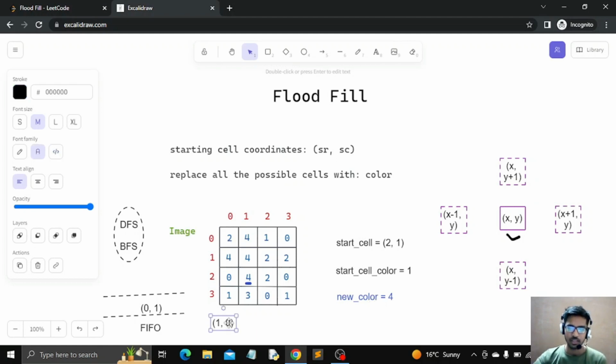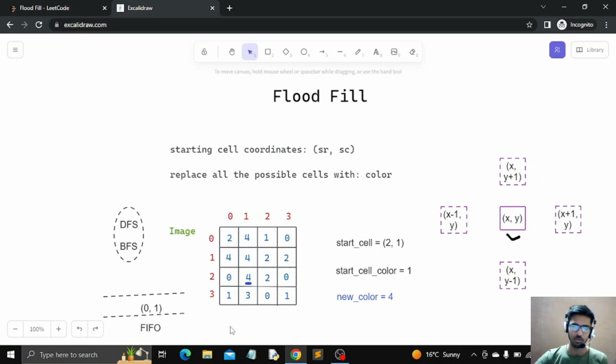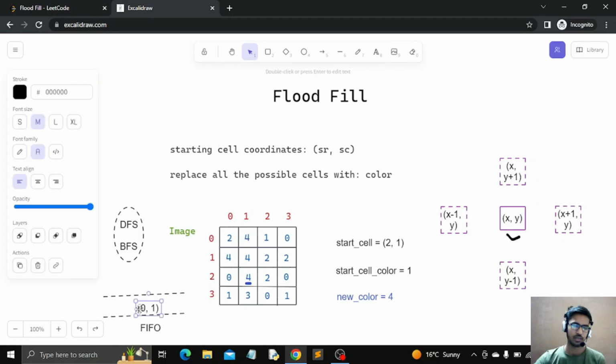Like in this particular cell 1 comma 0, if we consider the neighbors of this cell, it has three neighbors, this, this and this, and the values of all these cells are not equal to the start color value, which was 1. Hence we will not change the value of any of its neighbors, and we will move to the next coordinates present in our queue, which was 0 comma 1.